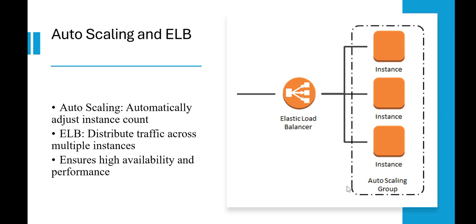And this is auto scaling and ELB. Auto scaling automatically adjusts the instance count. ELB distributes traffic across multiple instances, ensuring high availability and performance. This is a big advantage of EC2: the ability to scale. With auto scaling, AWS can automatically launch or terminate instances based on traffic or resource usage. For example, during peak hours, it can spin up more servers and scale back during low usage. And with the Elastic Load Balancer, or ELB, incoming traffic is distributed across multiple instances so your application stays responsive and available. Here is a picture example of auto scaling and the Elastic Load Balancer.